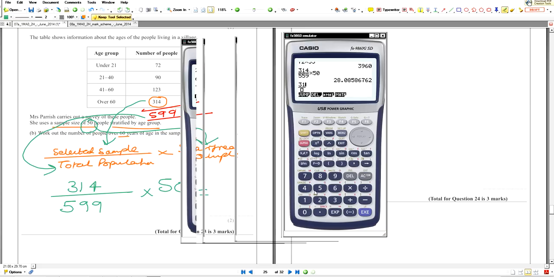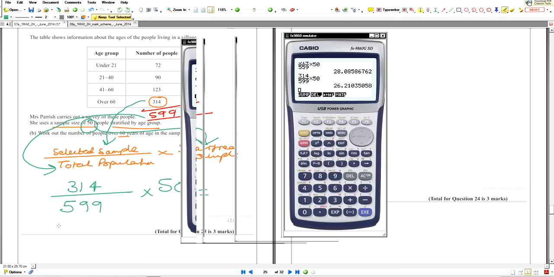314, and I've asked for 4 and I'm getting 1. And it should be 599 on the bottom. Oh, this is really going crazy. Okay, there we go, that's better. 599, press replay now, times by 50. Press the FD button. So that gives us 26.22.